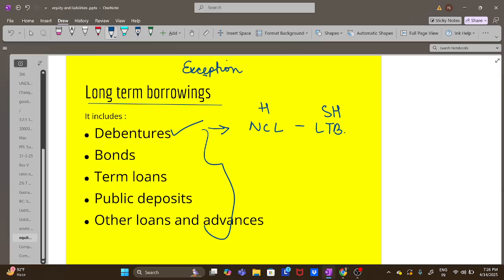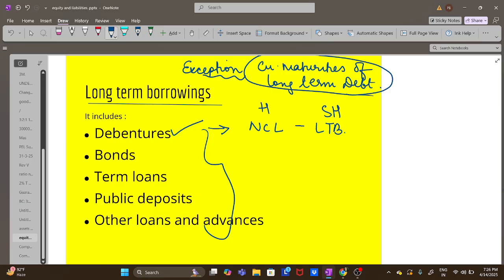And that exception is called current maturities of long-term debt. Any debt which is payable within 12 months, the next 12 months from the balance sheet date. Say you had debentures of 5 years, and right now the 5th year is going on. Say on 30th June 25 you have to repay this.